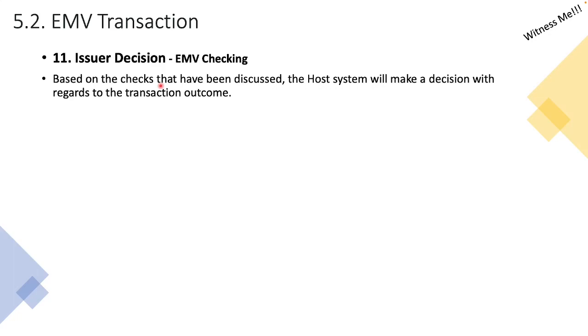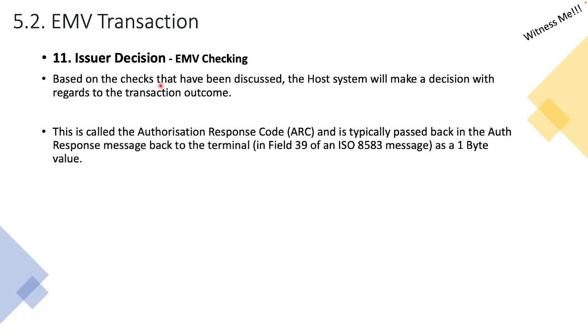Based on all of the checks we've just spoken about, the host system will make a decision with regards to how it wants the transaction to complete. Will it ask for a decline or an approval, or will it ask to call the customer and get more information before it can approve? This is called an authorization response code, or ARC. It's typically passed back in the auth response message to the terminal, and you can see it in field 39 of the ISO 8583 response message.